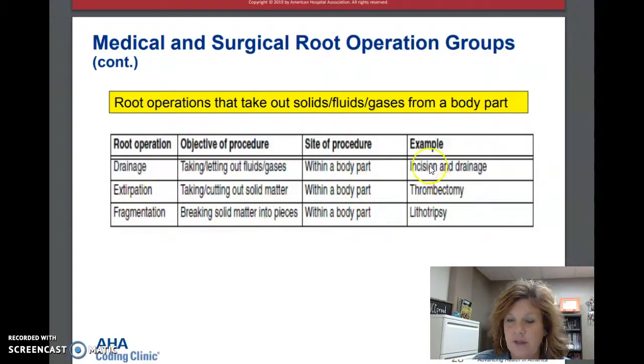Extirpation. Again, drainage, the example is incision and drainage. Extirpation is a thrombectomy. We have a thrombus in the vein, so they're cutting it out. It's within the vein, within the body part. Fragmentation is breaking it up. So with lithotripsy, if somebody has a stone in the gallbladder, you're going to use this root operation. These are all examples of those roots.